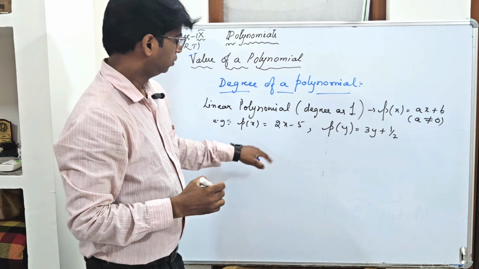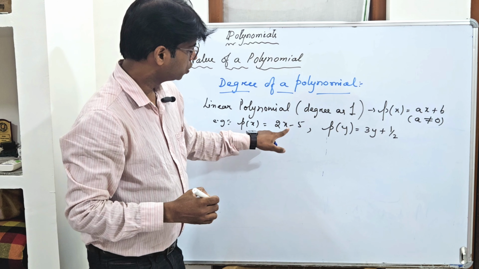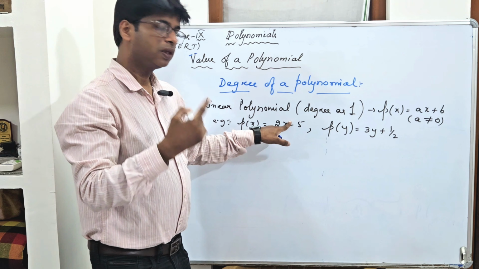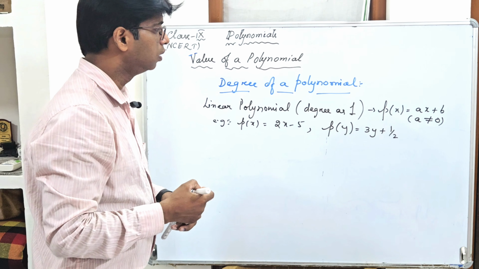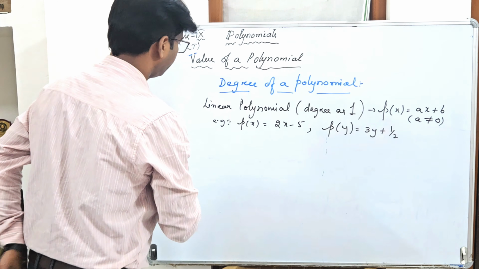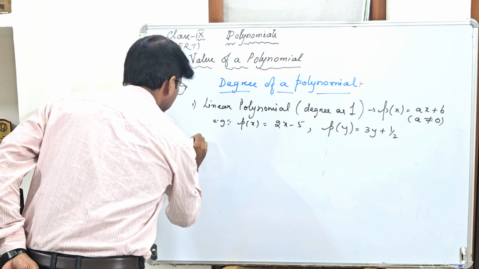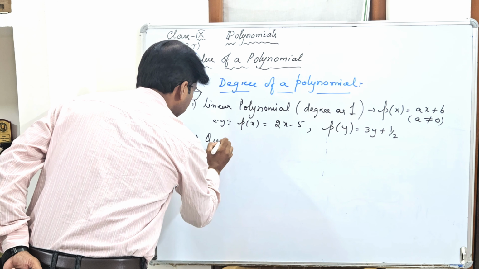So you can see here the degree is 1. How? The power of the variable is 1 here. So basically the power of the variable only will identify whether the degree of the polynomial is 1 or anything else. The next is what? Quadratic polynomial.